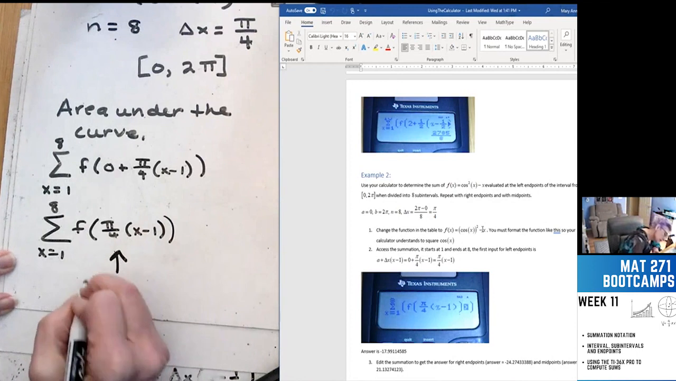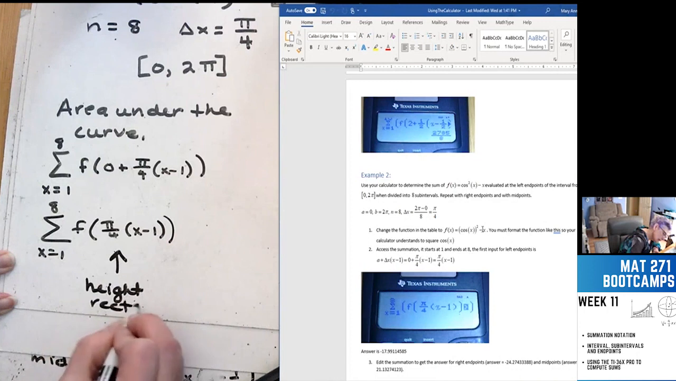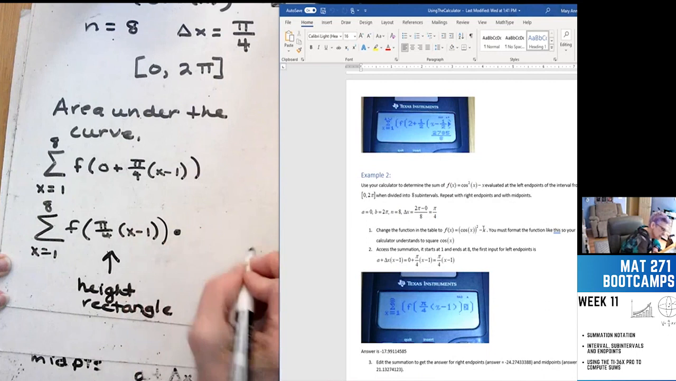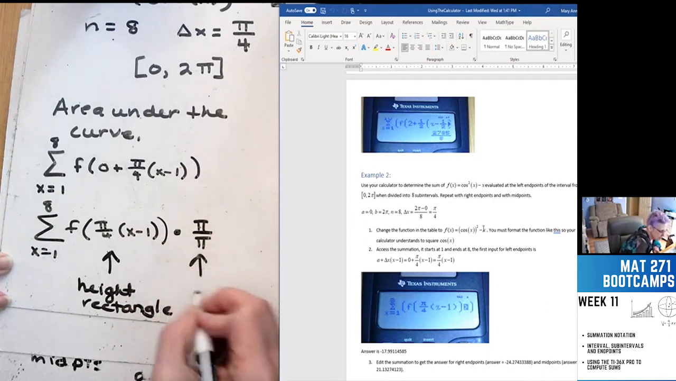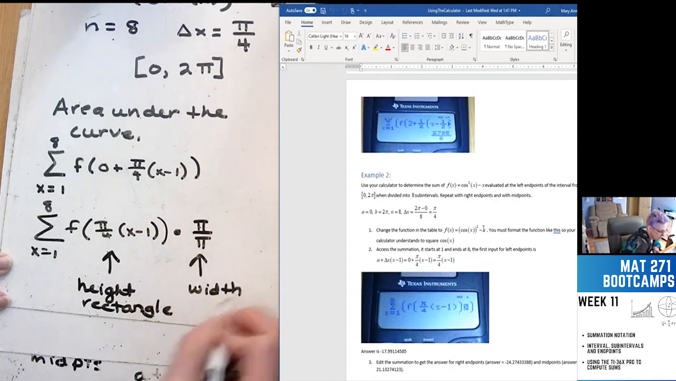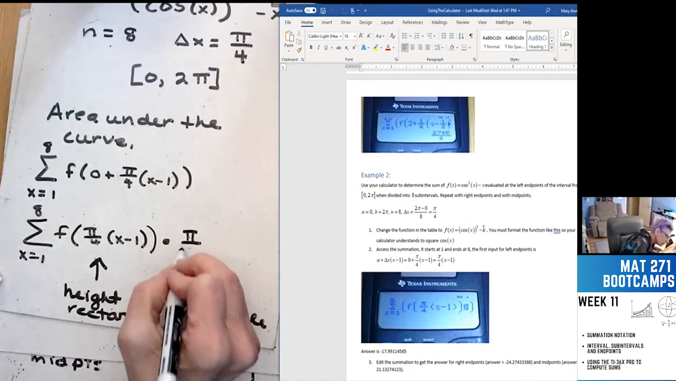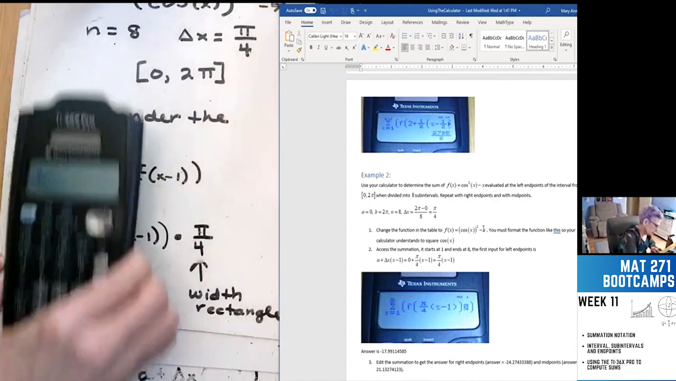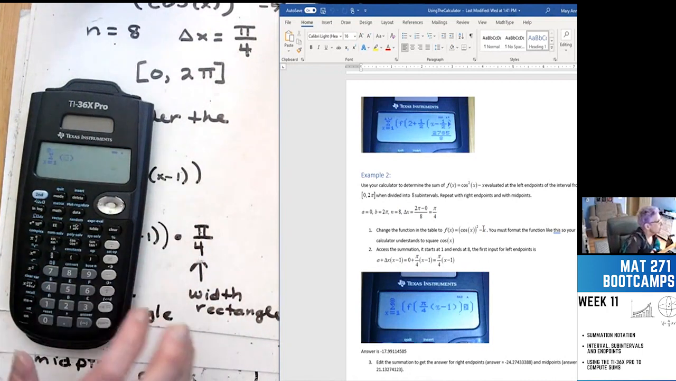So this is the height of my rectangle. Then I would need to multiply this by pi over 4, which would be the width of my rectangle. And not pi over pi, but pi over 4. So we're going to go from 1 to 8.